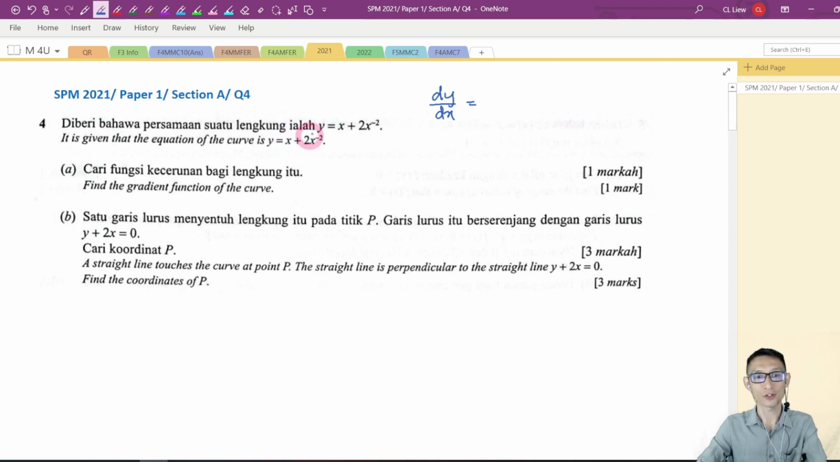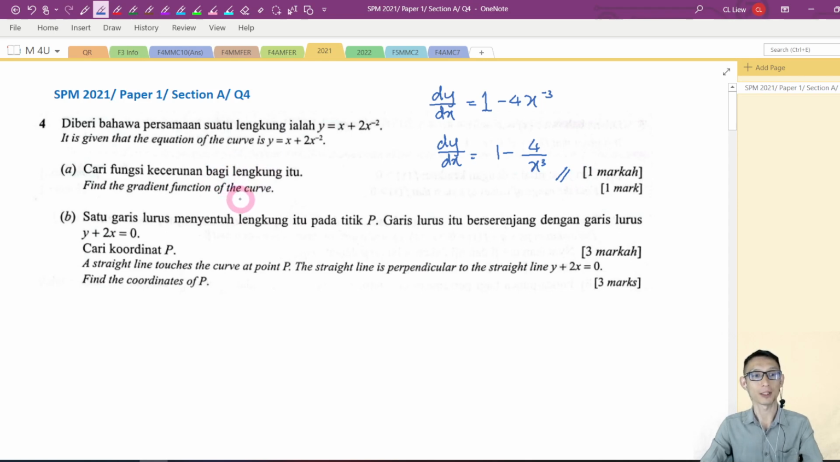Okay, so how do we differentiate this one? Differentiate x, you get 1. And you differentiate this, negative 2 times 2, you get negative 4. x, copy, and the power always needs to minus 1. Negative 2, you minus 1, it becomes negative 3. So the gradient function is equal to 1 minus 4 over x cubed. This is the answer for part A.